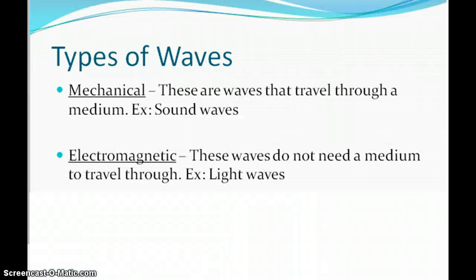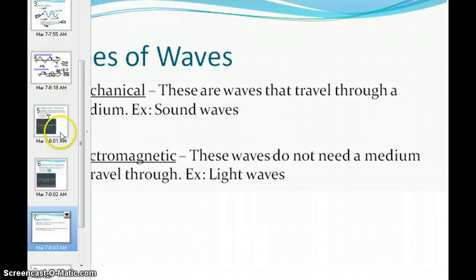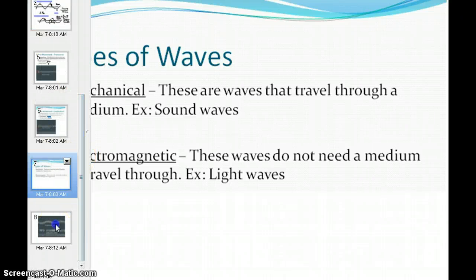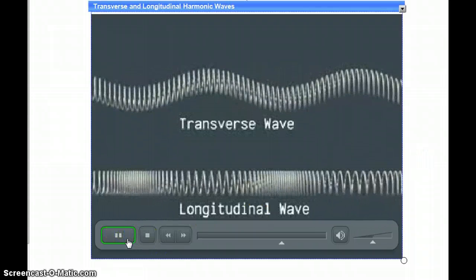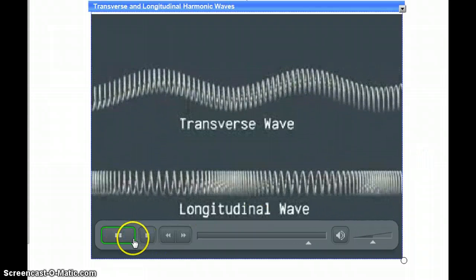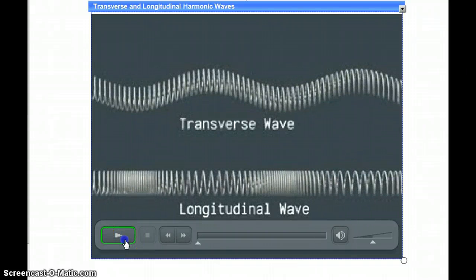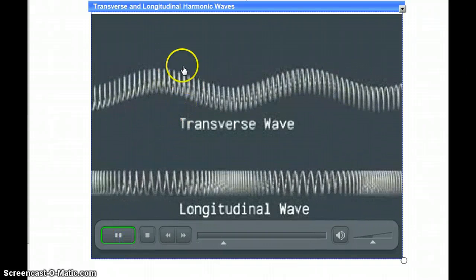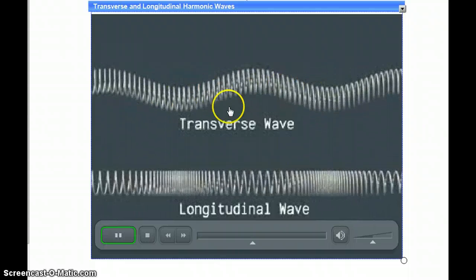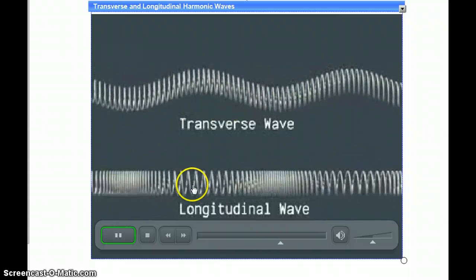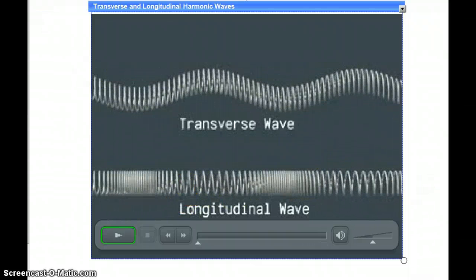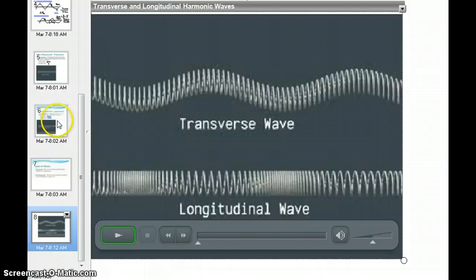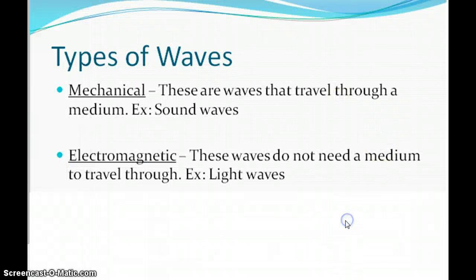So if we compare these two side by side, it's going to look like this. Alright, we have two different kinds of wave movement. We can see our transverse wave, particles are moving up and down, going across. Longitudinal wave, particles are moving back and forth, and the wave is moving back and forth. Okay? So that is the different types of wave movement. The different kinds of waves.